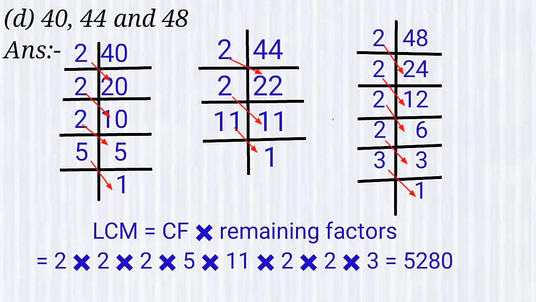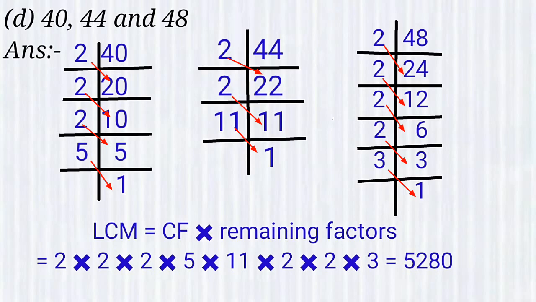Here prime factors of 40 are 40 divided by 2 gives us 20. 20 divided by 2 gives us 10. 10 divided by 2 gives us 5. And 5 divided by 5 gives us 1. Similarly factors of 44. Here 44 divided by 2 gives us 22. 22 divided by 2 gives us 11. 11 divided by 11 gives us 1 at the bottom.